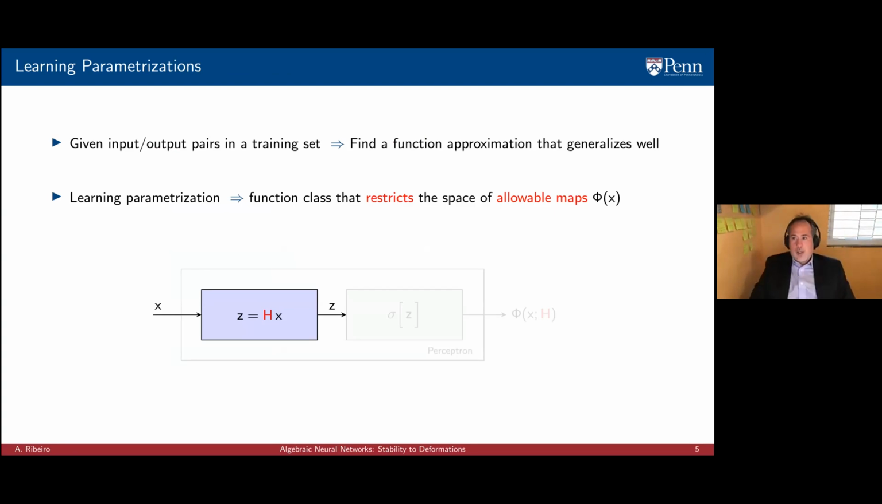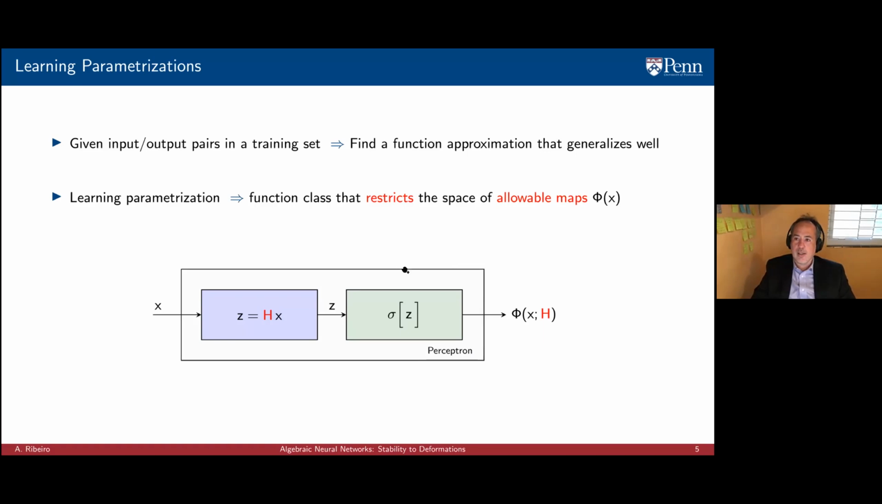Now, central to any of these machine learning problems is the notion of the learning parameterization. Because the machine learning problem, mathematically at least, has a very simple definition: given input-output pairs in a training set, we want to find a function approximation that generalizes well. In order to do that, the notion of the parameterization is crucial. The parameterization is what controls how well we generalize. The idea of the parameterization is to restrict the space of allowable maps over which you are searching for this function approximator. For example, you could suggest that the input-output map is going to be represented by a linear function. Perhaps more interestingly, you add a nonlinearity at the output of your linear transformation. That's what you would call a perceptron, and then you try to find an element within this class that approximates your data as best as possible.